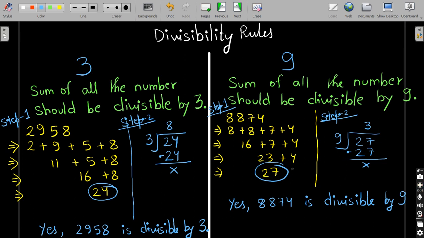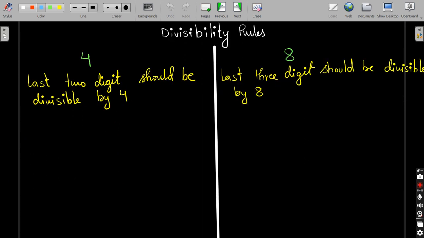So if I am getting remainder 0, then I can say the number is divisible by 9. And for example, suppose I take another number and I am not getting remainder 0, then I will say the number is not divisible. Now let us move to the next criteria.